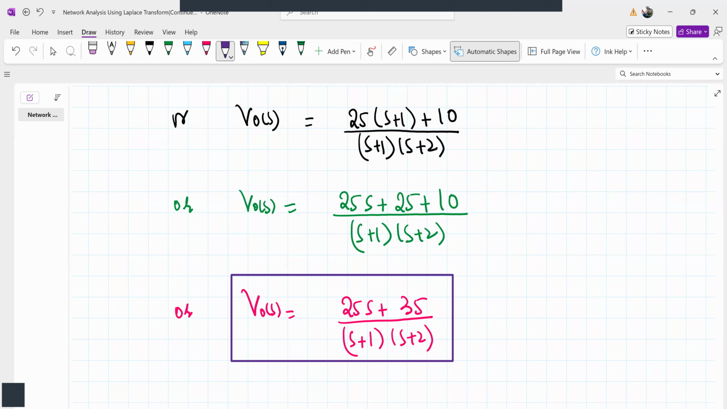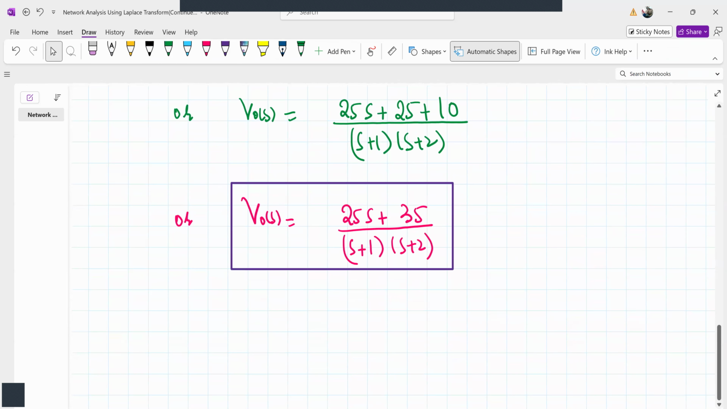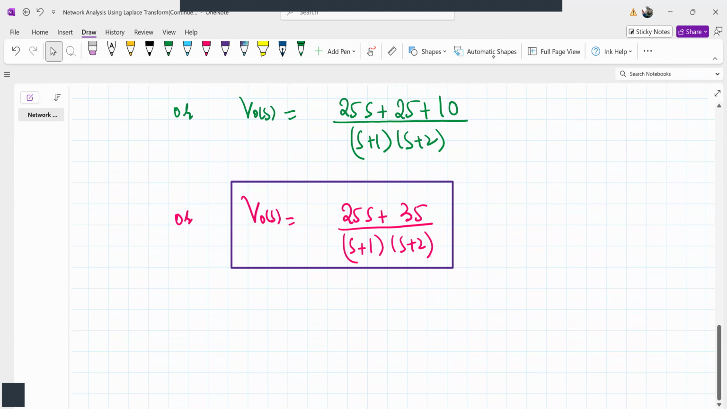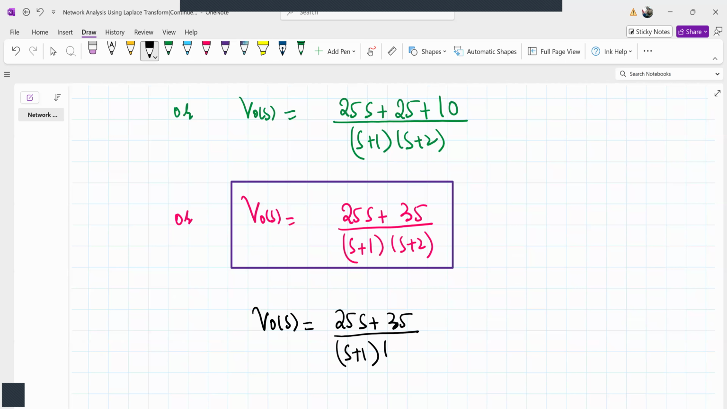Okay. Now our goal is to find V naught of t. So in order to apply the inverse Laplace transform, we'll apply partial fraction expansion. So V naught of S is equal to 25S plus 35 divided by S plus 1 times S plus 2. We have two factors in the denominator, so we can write it like this.